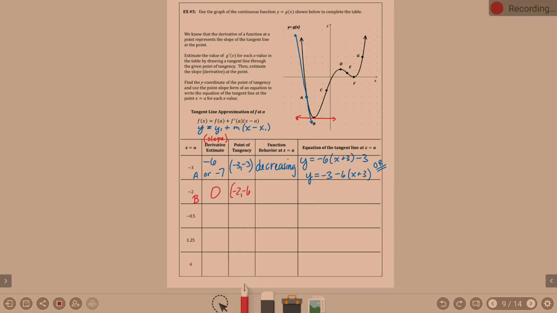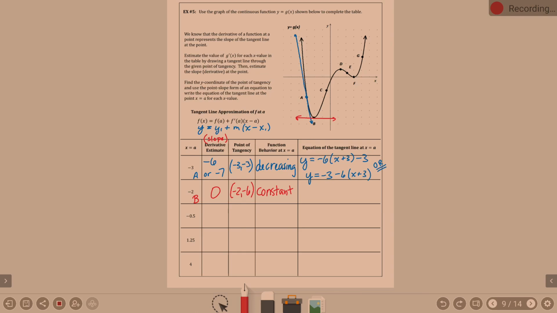-2, -6, it looks like. The choices are increasing, decreasing, constant. Constant, right? Because that's flat at that point. You're not increasing or decreasing, because my other option would be, I would say, a minimum. That's what comes to my brain if I'm not looking at what my choices are.